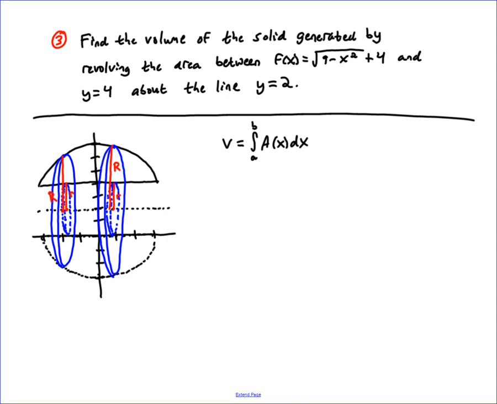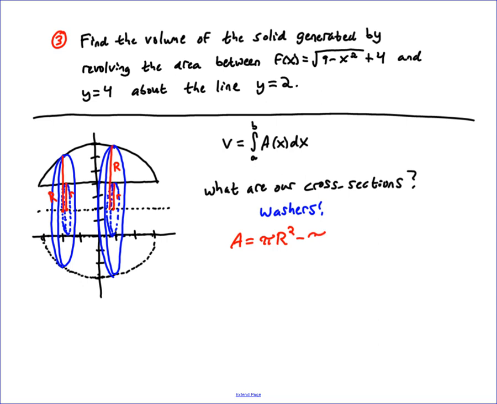Okay, so again, we ask ourselves exactly the same question to start. What are our cross-sections? And as I just answered, and as you can see from your screen, as will be the case for any type of revolution with a gap, we're going to be dealing with washers. So then we have to ask ourselves, what is the formula for a washer in general? And the answer to that question is the area of the outer circle, so pi times big R squared, minus the area of the inner circle, so pi times little r squared.